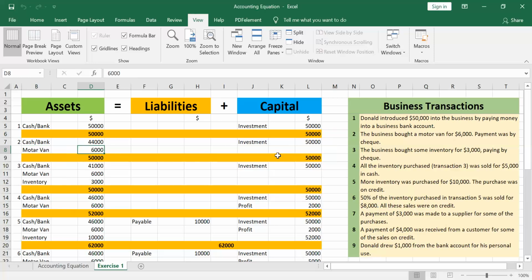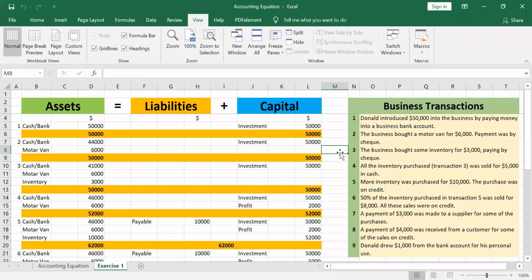All right. And the owner is not putting any investment for it. They are buying this asset from the existing cash. So there will be no change in the capital. The only change we're going to record is we were having the cash of 50,000. Now the 6,000 is being spent on the motor van. Now the remaining cash is the 44,000. So you can see the first impact is the decrease in the cash. The second impact is the increase in the motor van. So these are the two impacts that you just plotted into the accounting equation.